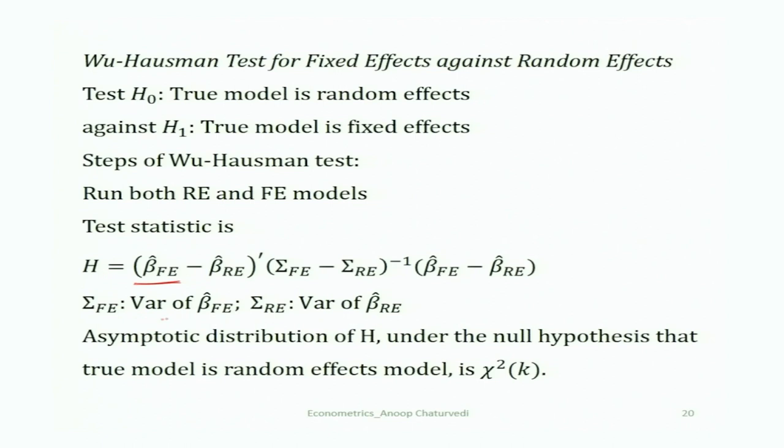Here sigma FE is the variance of beta hat FE and sigma RE is the variance of beta hat RE. Then the asymptotic distribution of H under the null hypothesis that the true model is random effects model is chi square distribution with k degrees of freedom. So, using this result, you can easily form the critical region. And then you can test the hypothesis that your true model is random effects model or it is fixed effects model.